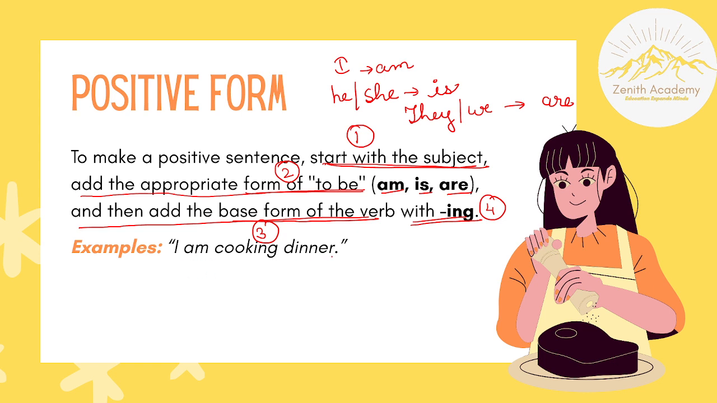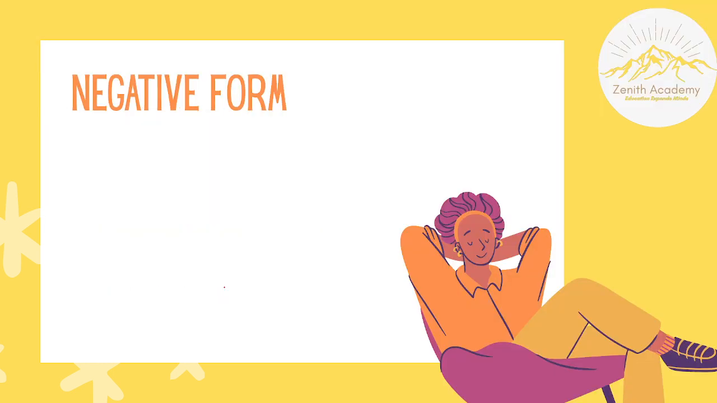I am cooking dinner. Okay. So you started with the subject I, then the appropriate form of to be, that is am, base form of the verb plus ing, cooking, and what are you cooking? Dinner. She is playing tennis now. She is the subject, is is the appropriate form of to be because it's she, so we will use is. Play plus ing, playing. She is playing what? Tennis now.